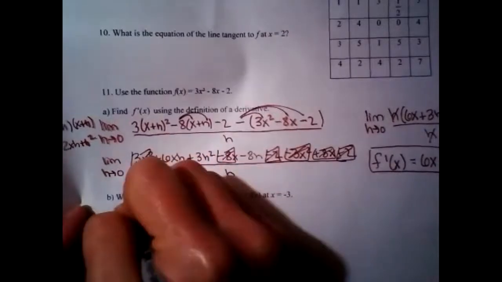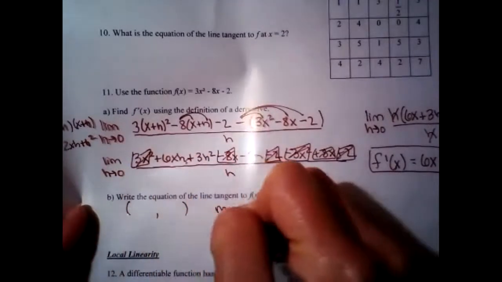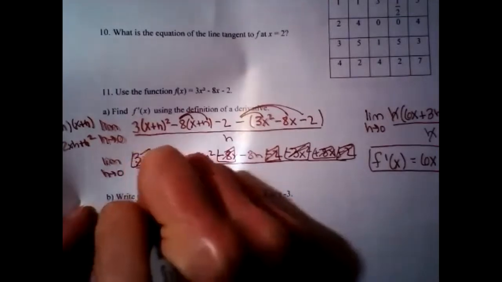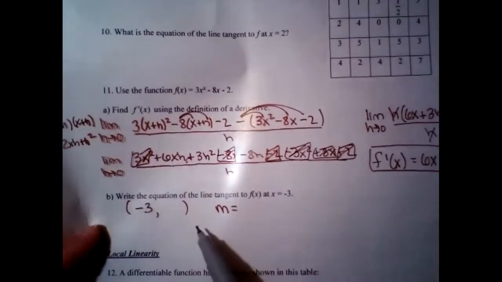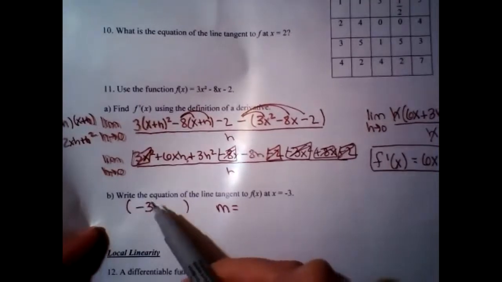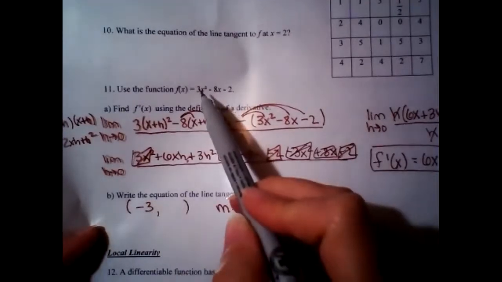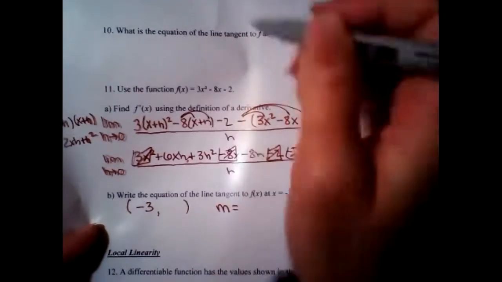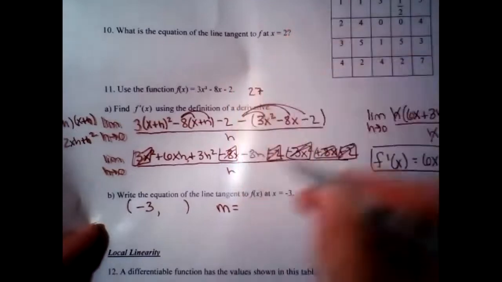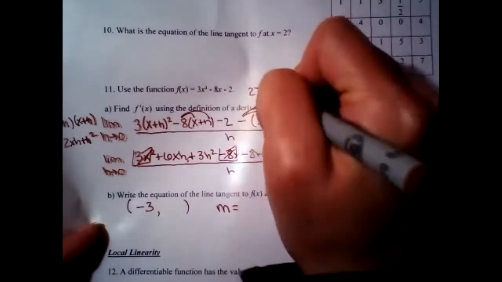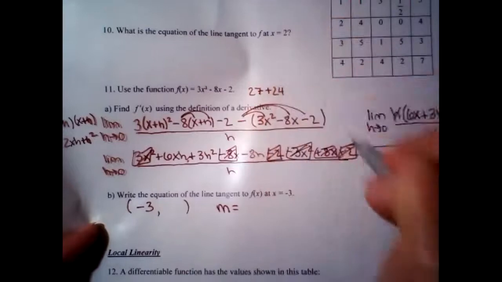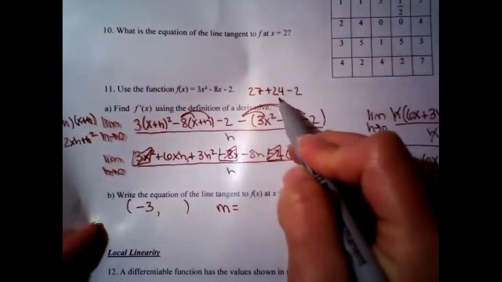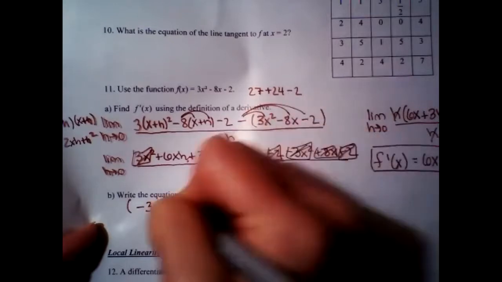Write the equation. So we need a point and a slope, and our point needs to be at -3. So to get the y value for my point, I'm going to plug -3 into the function. So -3 squared will be 9, times 3 will be 27. -3 times -8 will be positive 24. And then -2. So, oh my goodness, what is that? That would be 22, so 49.